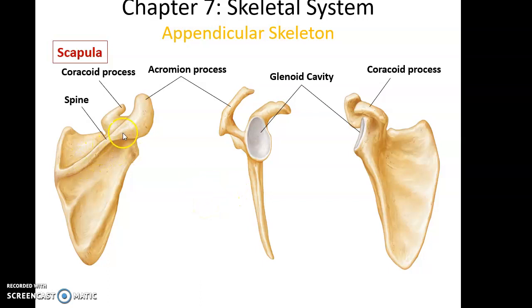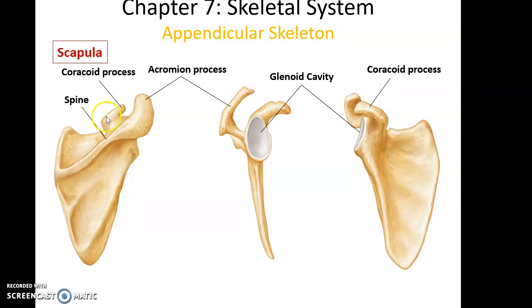There's this long ridge on the back of the scapula called the spine. At the end of that is a large, wide piece of bone tissue called the acromion process. Here's the acromion process with a view more immediately into the bone.